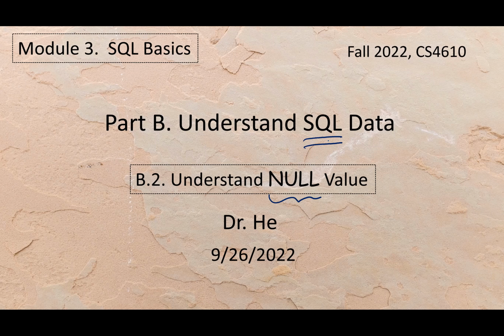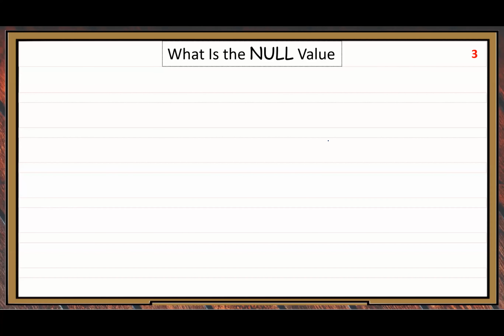Then its rules are quite different in SQL, right? Let us learn the basic properties of the null value. So what is the null value in SQL? Why do we need this special value in SQL?